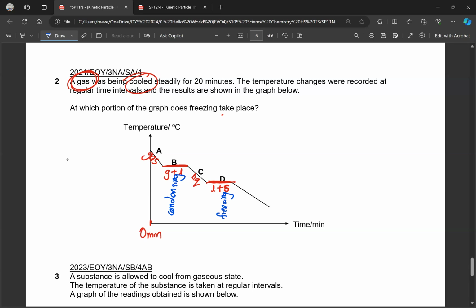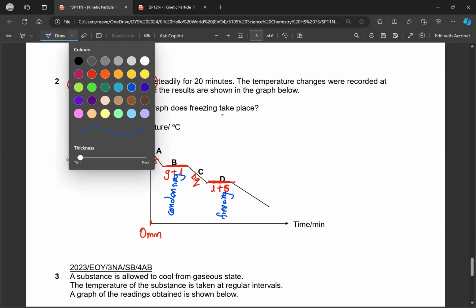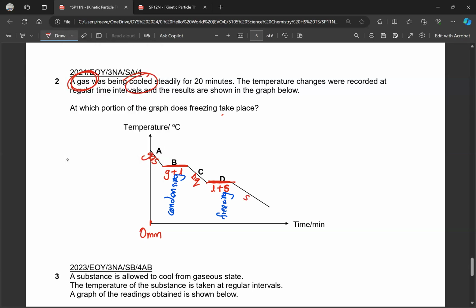Freezing, because the liquid is getting colder and colder. It will start to freeze, so there's a mixture of liquid and solid. After that, the last part is solid. Everything is frozen already. Any question?